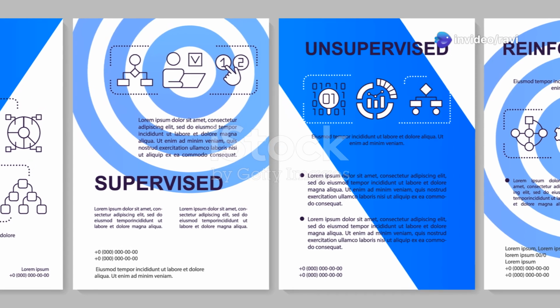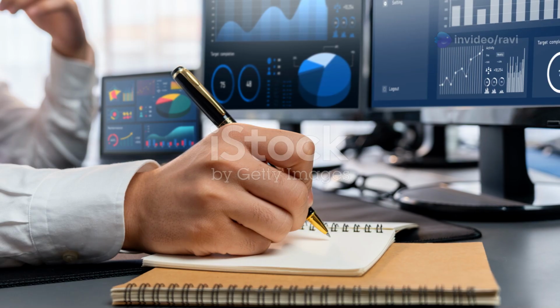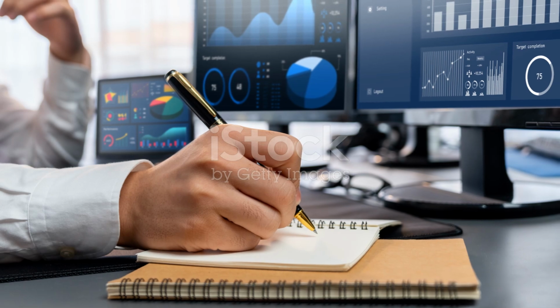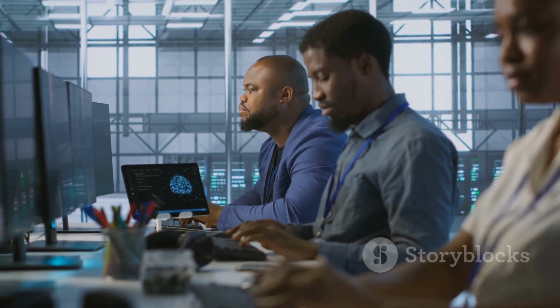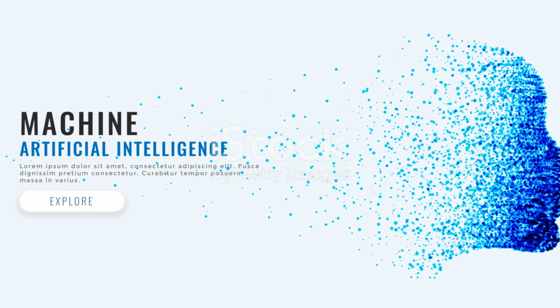So, to recap, supervised learning equals labeled data, clear instructions. Unsupervised learning equals finding hidden patterns. Semi-supervised learning equals a bit of both. Reinforcement learning equals learning from actions and rewards.